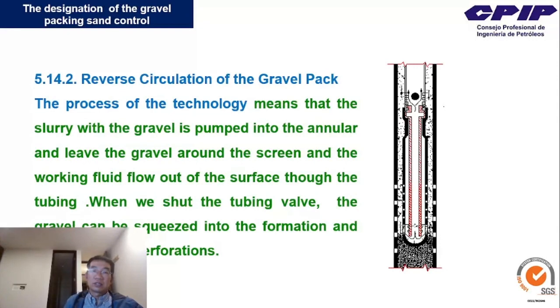Reverse circulation of the gravel pack. The process of the technology means that the slurry with the gravel is pumped into the annulus and leaves the gravel around the screen, and the working fluid flows out to the surface through the tubing. When we shut the tubing valve, the gravel can be squeezed into the formation and the holes of the perforations.